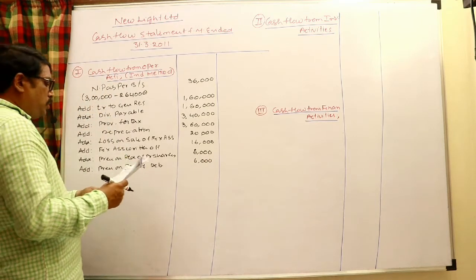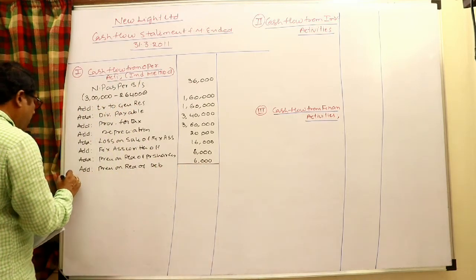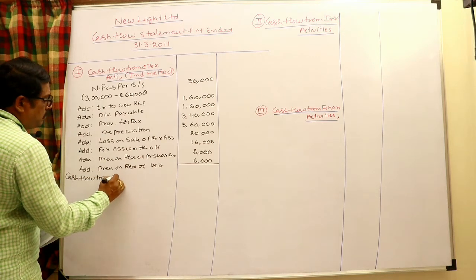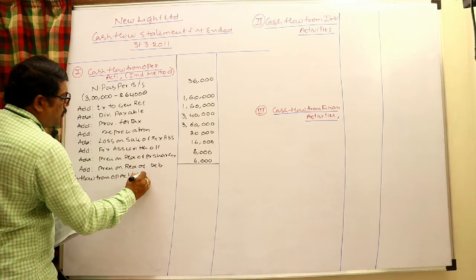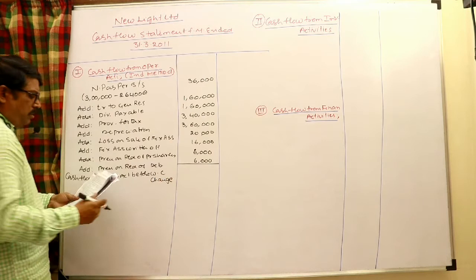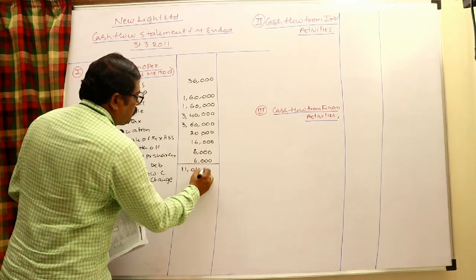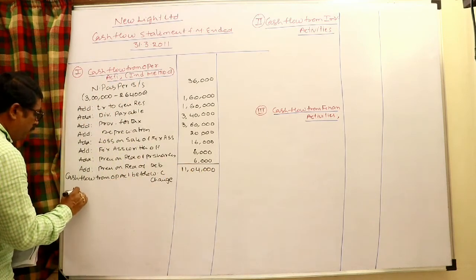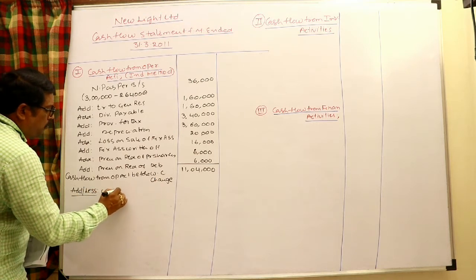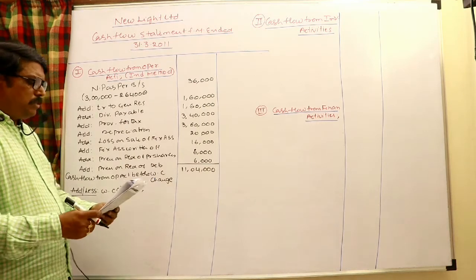Non-operating items and non-cash items, all of them have been withdrawn. The resulting amount we can say is cash flow from operating activities before working capital change. Here it is 11,04,000. Add or less working capital change.